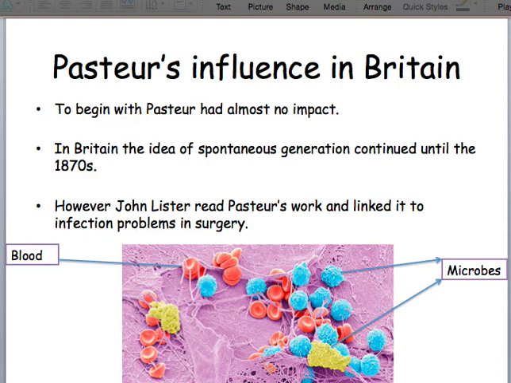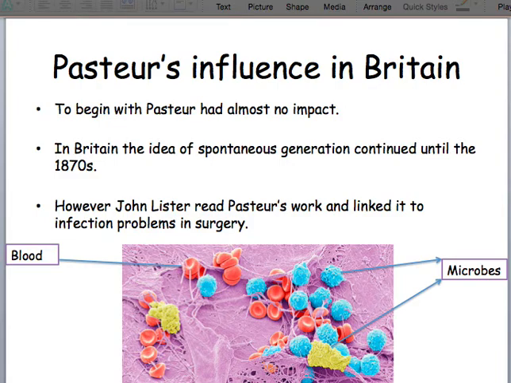However, there were some scientists, John Lister, and we've not come across him yet, but we will be later, and he is an English scientist, and he did start to look at the work produced by Pasteur, and made this link to the infection problems he was having in his surgery with patients that he was operating on.